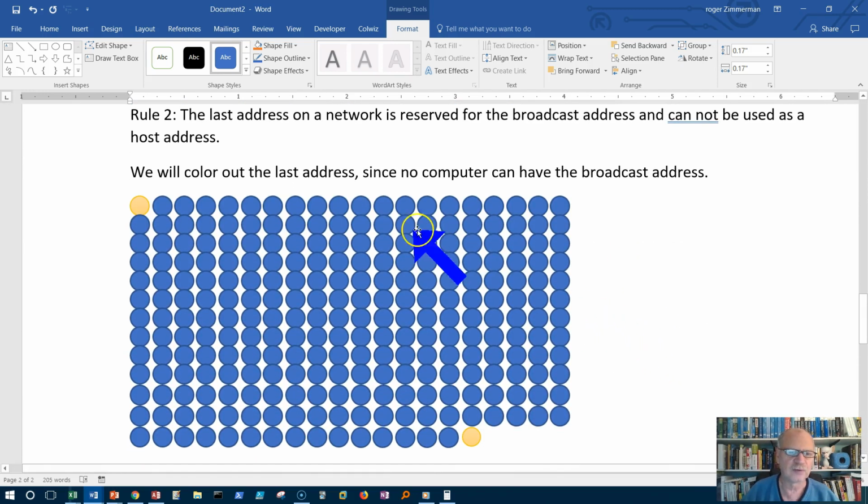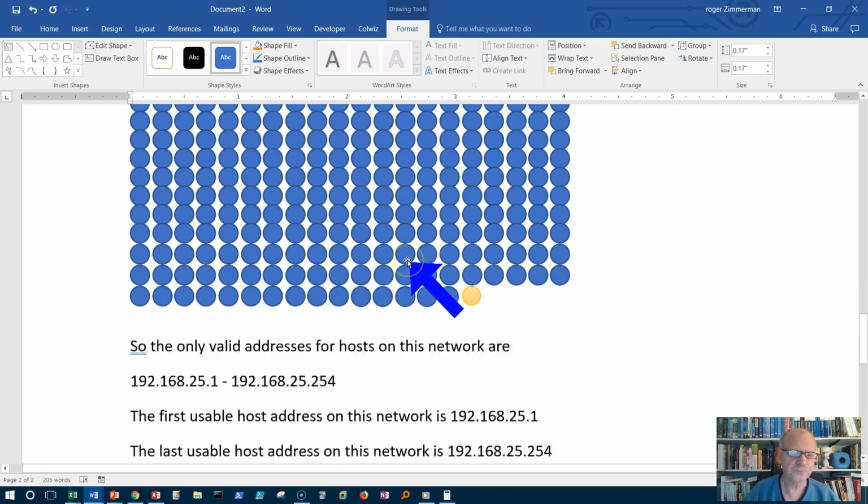So let's do the same thing. First of all, rule two: the last address on a network is reserved for the broadcast address and cannot be used as a host address. So I'll color out that one and say, well, no computer can have that address. So two of these addresses on any given network, two addresses are poisoned. They cannot be used as a host address.